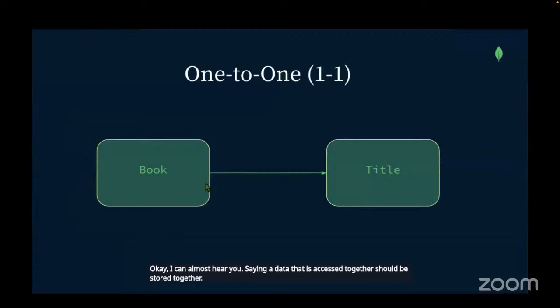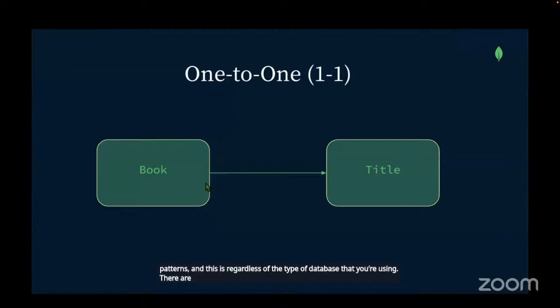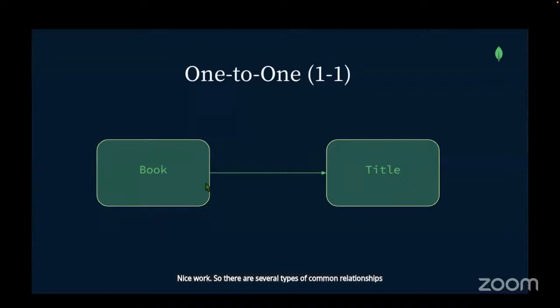All right, so let's look at some relationships. There are several common patterns, and this is regardless of the type of database that you're using. There are several types of common relationships between data elements, and these exist across any type of database that you're using.